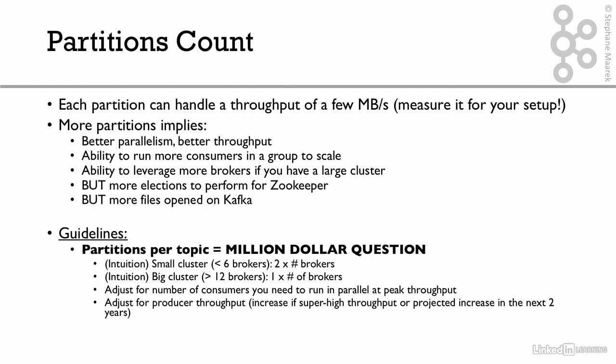You also need to adjust for the producer throughputs. So if you have a super high throughput, or you know it's going to increase by crazy for the next 2 years, regardless if you have a small or big cluster, I would say do it 3 times the number of brokers so you can plan and adjust in the future. Overall, it's something you want to get right for the next 2 years. So don't be shy at taking a high number, but not too high, okay?